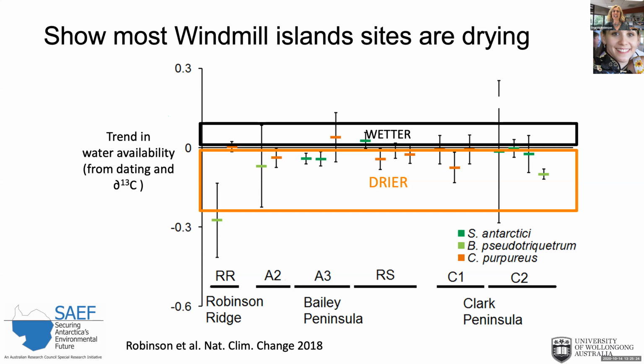So you can see that they're just above 0. Anything that's below 0 has got drier, and above 0 it's got wetter. But you can see there's only 3 shoots that were slightly above the 0 line. So most of the Windmill Island sites that we've measured are drying. So what does this mean for these moss communities?